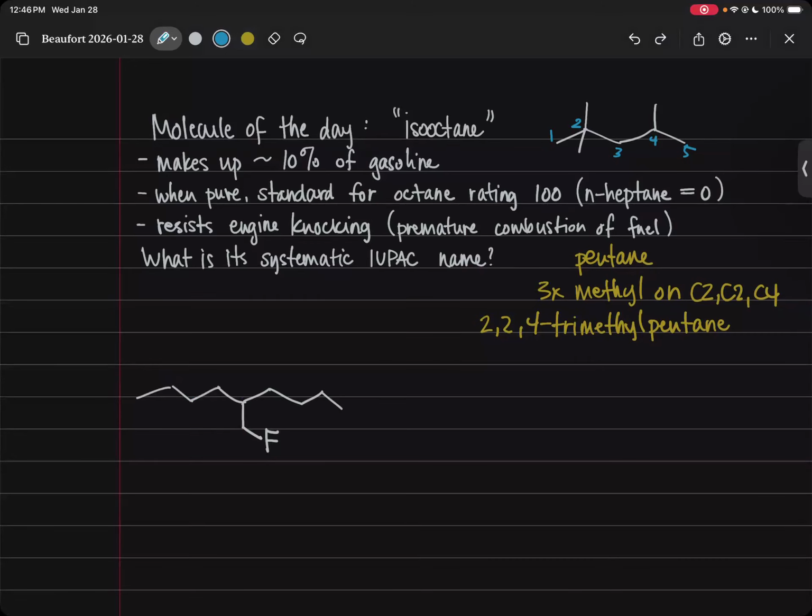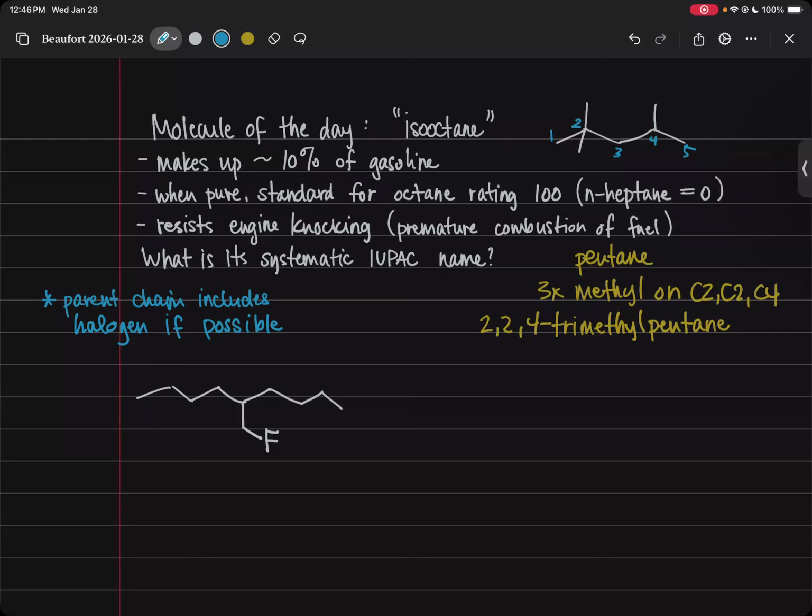So the rule here for halogens is that the parent chain should include the halogen if you can. And I think in all cases that I will show you, it is possible to include the halogen in the parent chain.